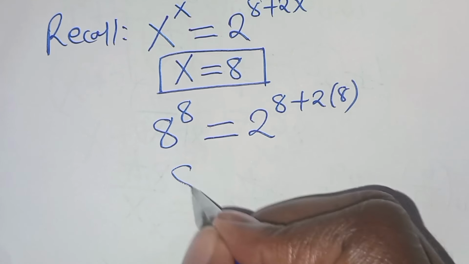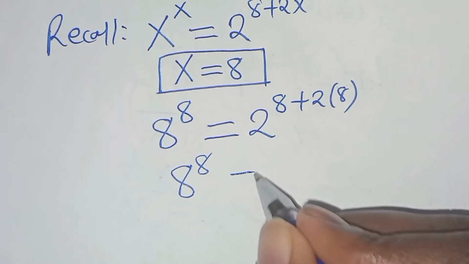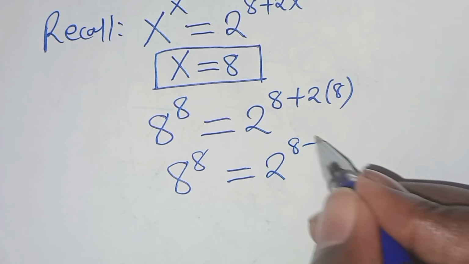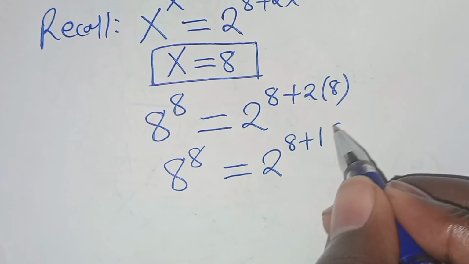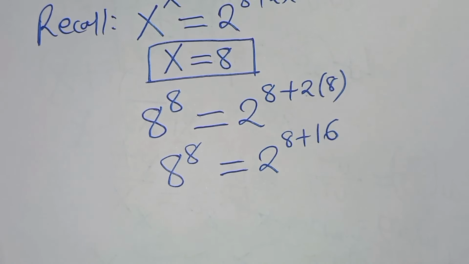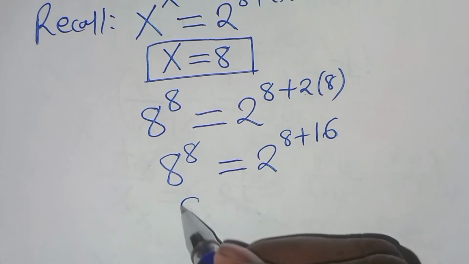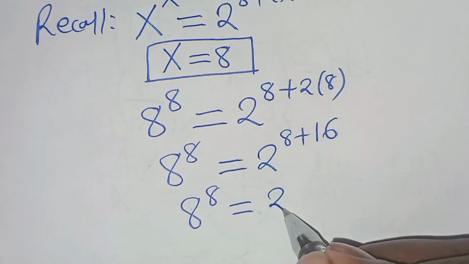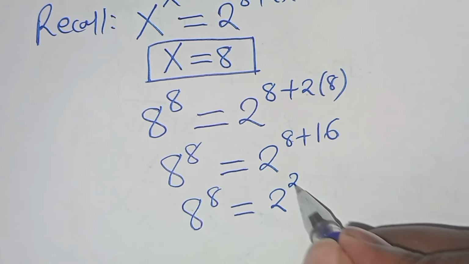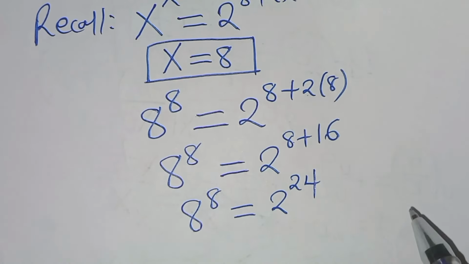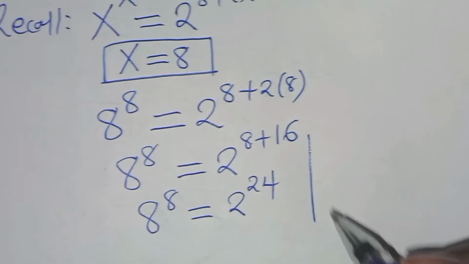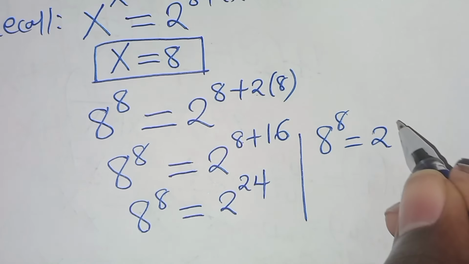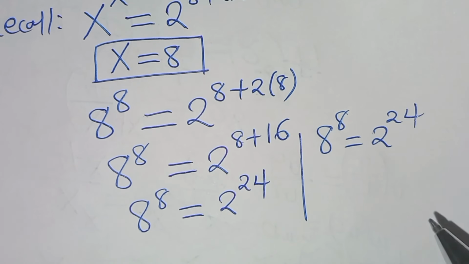So here we have 8 to the power 8 equal to 2 to the power 8 plus 8 times 2, which is 16. Therefore, we have 8 to the power 8 equal to 2 to the power 8 plus 16, which is 24. And therefore, we have 8 to the power 8 equal to 2 to the power 24.